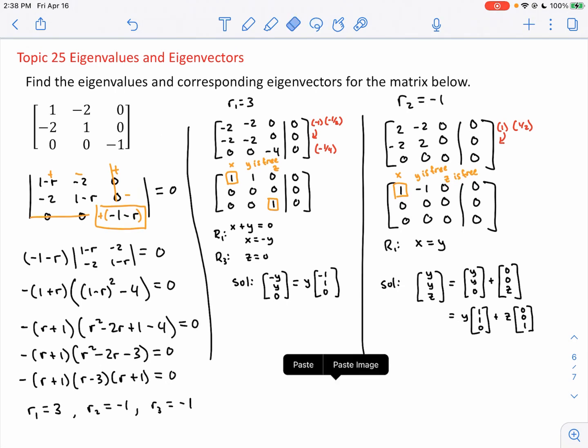Okay, and that wraps up this topic on what eigenvectors and eigenvalues are and how to find both of them.